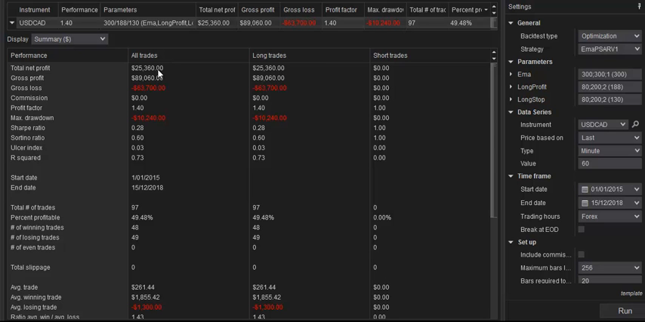Because as we've identified through this video series, one strategy does not work on every currency pair. So I just really wanted to clarify this and highlight the importance of knowing how to trade your strategy on which currency pair is the most profitable.